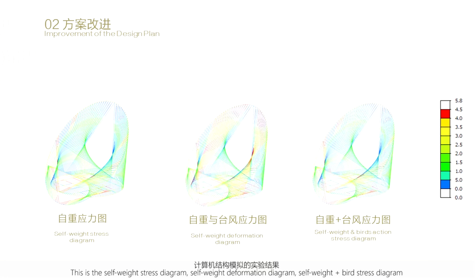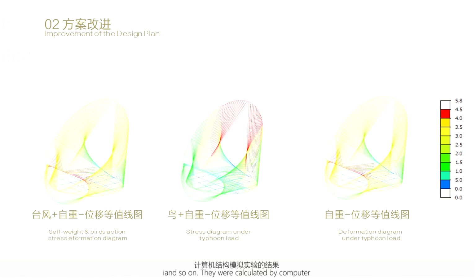This is the self-weight stress diagram, self-weight deformation diagram, self-weight and bird stress diagram, and so on. They were calculated by computer, which is enough to show its structural rationality.